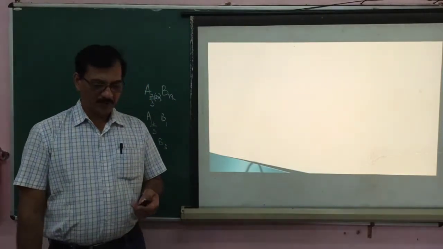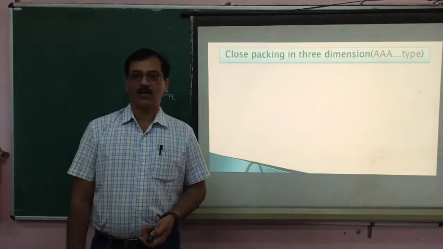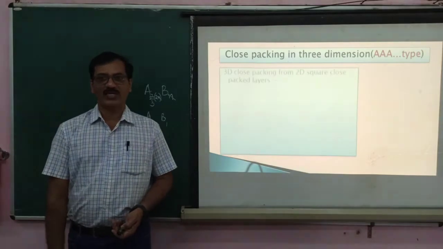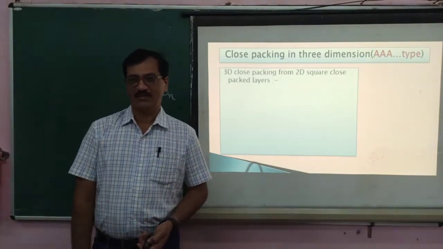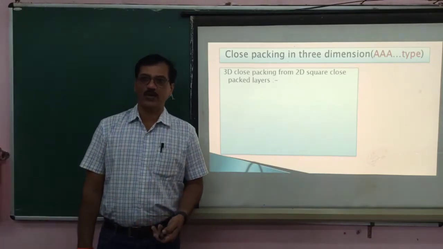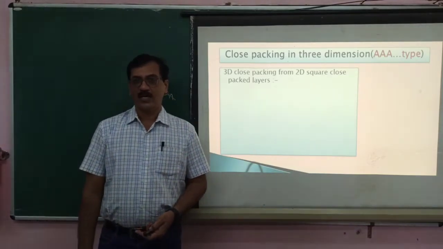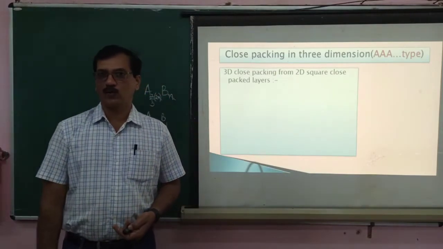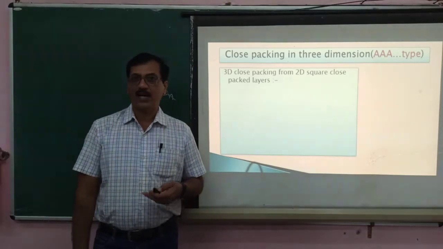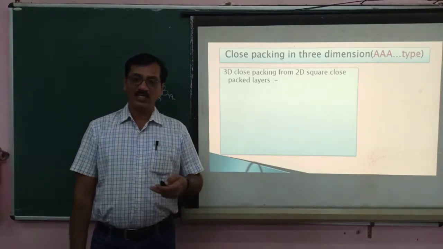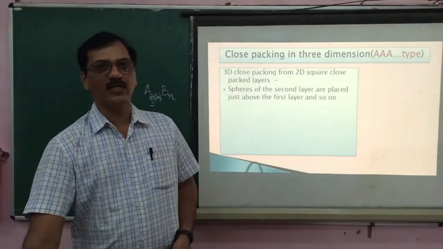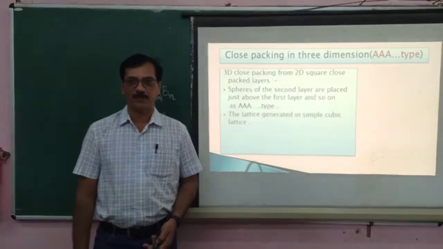Then we'll take up the close packing in 3 dimensions. That is how the arrangements are possible when it is arranged layer by layer. 3D close packing from 2D close packing layers we have to have. There are different types of 2-dimensional close packing possible. Now A type and another is AB type. By using these layers, there are different ways the total 3-dimensional arrangement can be made.